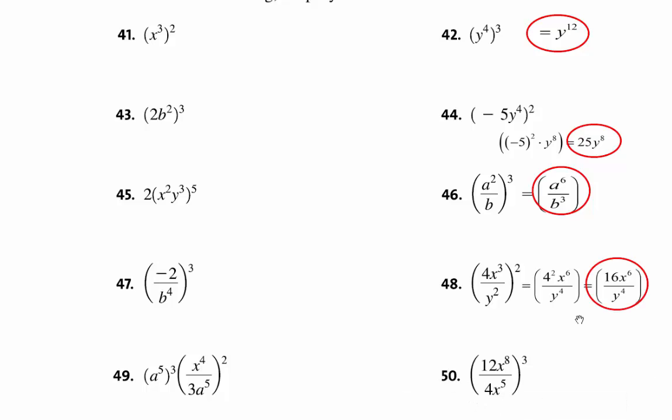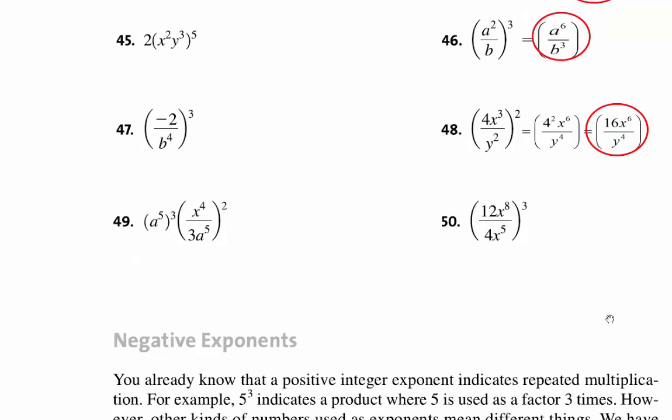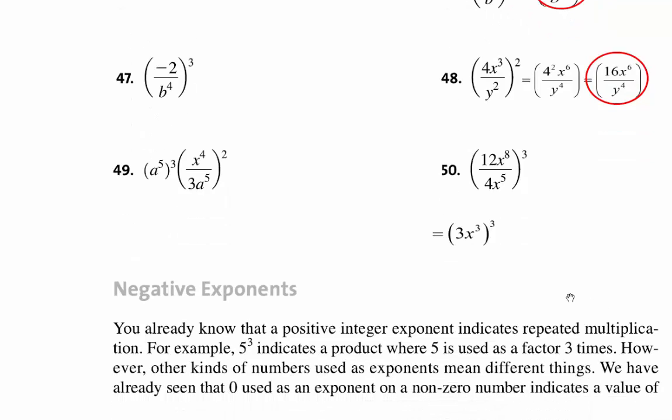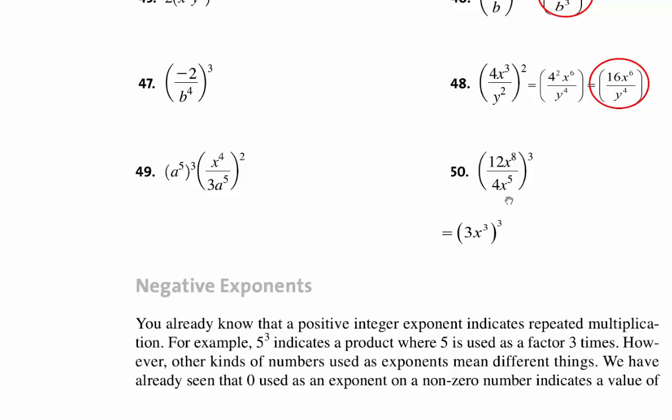And the last problem is number 50. So for 50, first I'm going to simplify what's in the parentheses, right? 12 divided by 4, we know that's 3. X to the 8 over x to the 5, well, if I do 8 minus 5, I'm left with 3. So inside the parentheses becomes 3x cubed, raised to the 3rd. Now we can use our product to a power property. So we're left with 3 cubed times x to the 9th, and 3 cubed becomes 27, so we're left with 27x to the 9th.